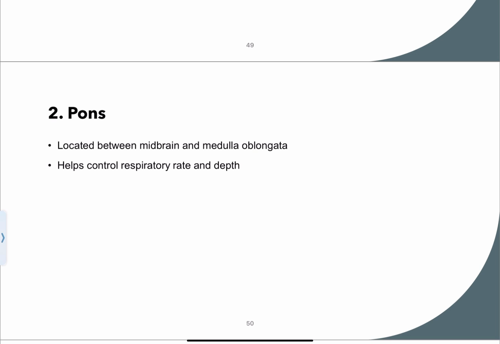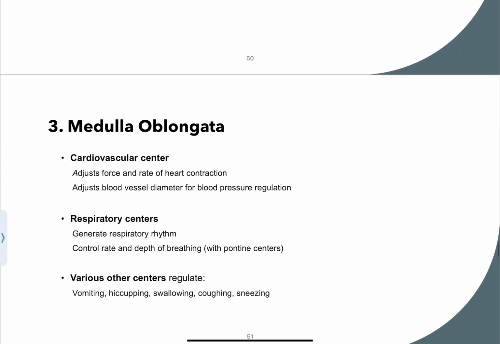Pons, so if we're talking about the pons location-wise, this is kind of wedged between our midbrain and the medulla oblongata. And functions are really to help control our respiratory rate and the depth of our breath.